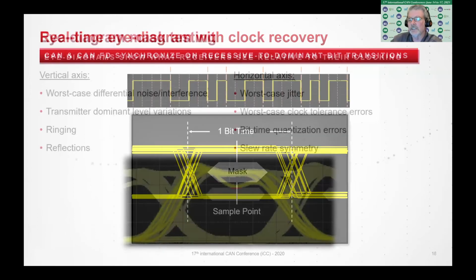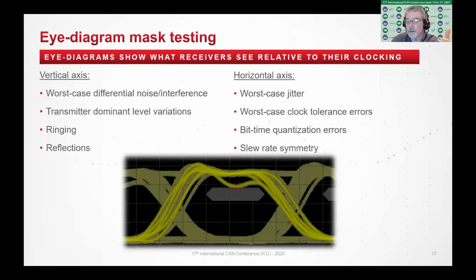So what does the eye diagram show? Well, on the vertical axis, it shows worst case differential noise or interference. It shows transmitter dominant level variations, which there can be some. It shows ringing, shows reflections, which we just talked about in the previous section. On the horizontal axis, it will show worst case jitter, worst case clock tolerance errors, bit time quantization errors, as well as slew rate symmetry or asymmetry.